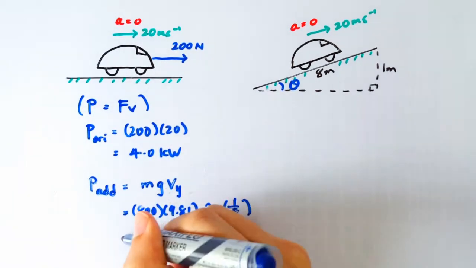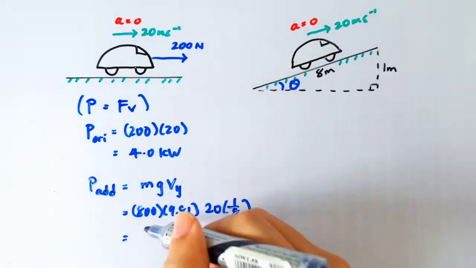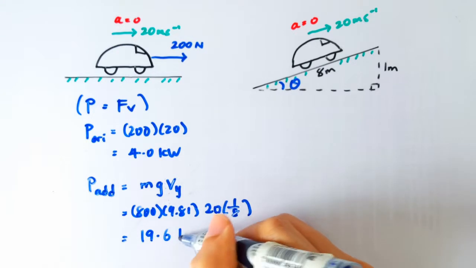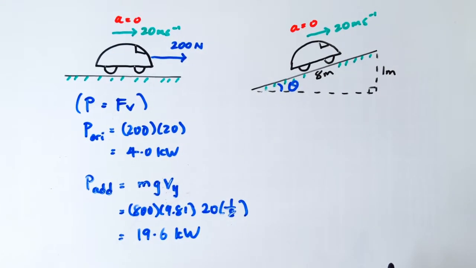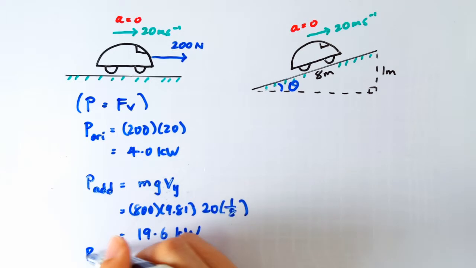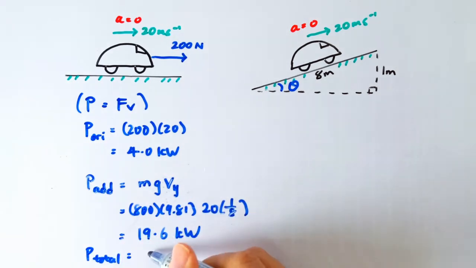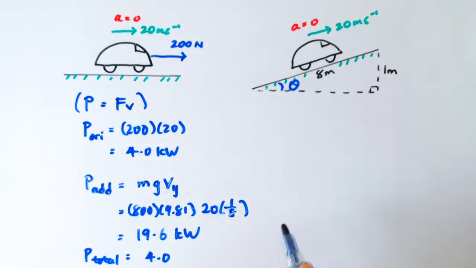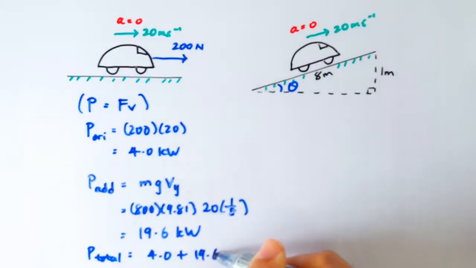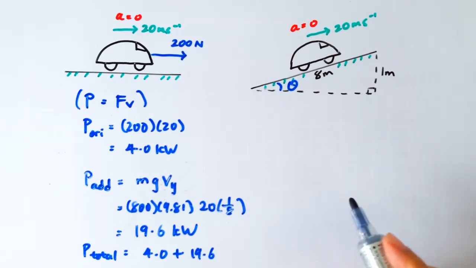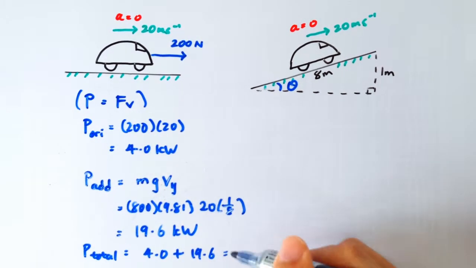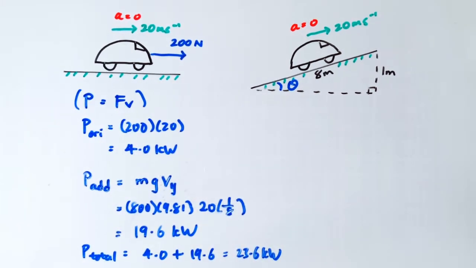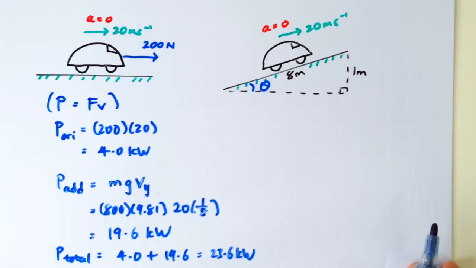So you put in all these numbers, and you will calculate the additional power required to gain the GPE to be 19.6 kilowatts. Of course the total power will be the original 4 kilowatts just to keep the car going at constant speed, plus the additional 19.6 kilowatts to allow it to gain the GPE at this rate. So the answer turns out to be 23.6 kilowatts. Okay, so this is one way of solving this question.